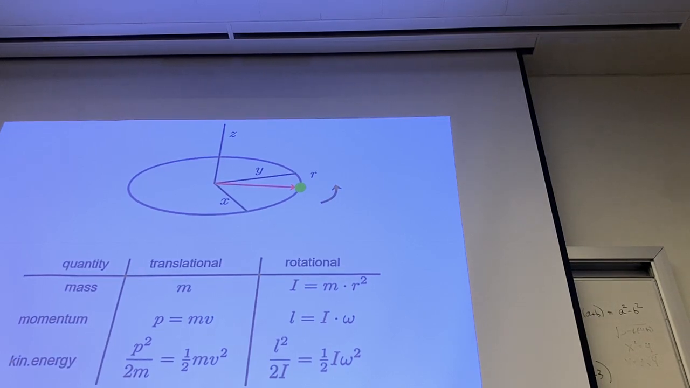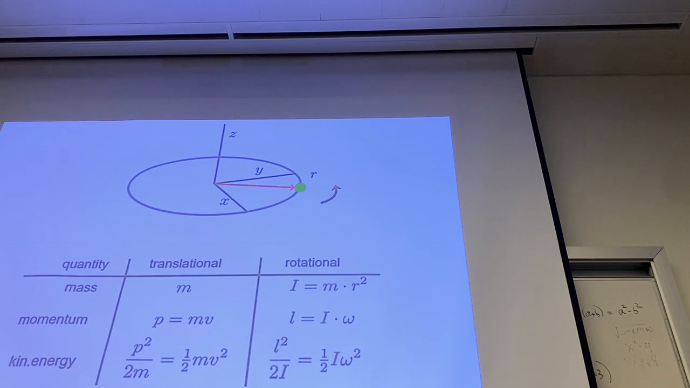So what do we see? We see a couple of things. You see indeed that this m in translational motion is now replaced by an I. So I takes on the role of m, so to speak, and omega takes on the role of v. So velocity is going zip in one direction, and the angular velocity is going around the circle. And all of this is just classical stuff. There's no quantum yet.